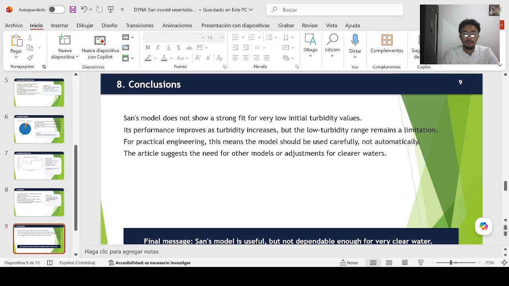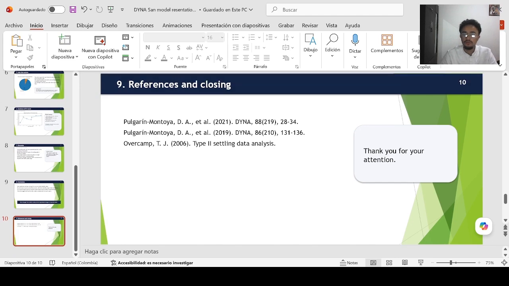To close, this study is useful because it shows the limits of a common sedimentation model under real low turbidity conditions. It is a good example of how engineering models must always be checked against actual data.